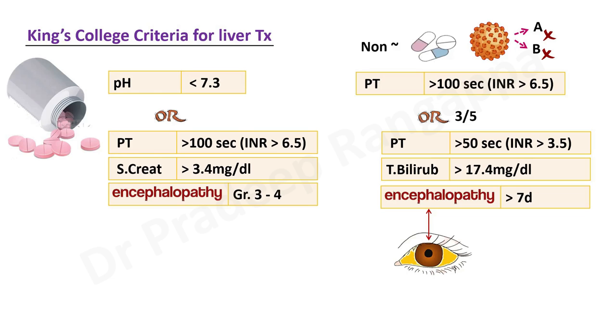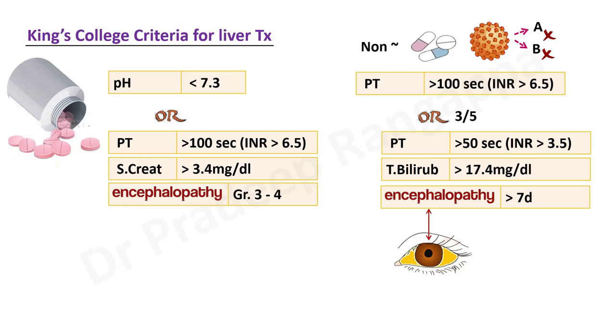So it is very similar. pH is the sole criteria for paracetamol. For non-paracetamol, it is the INR, more than 6.5. You can only remember INR. And in paracetamol, it's creatinine more than 3.4. In non-paracetamol, it's bilirubin more than 17.4. That is the only difference. Otherwise, most other things remain similar. So this is the King's criteria. In some way, you have to remember this criteria, or you can refer to it when you're dealing with a liver failure patient.